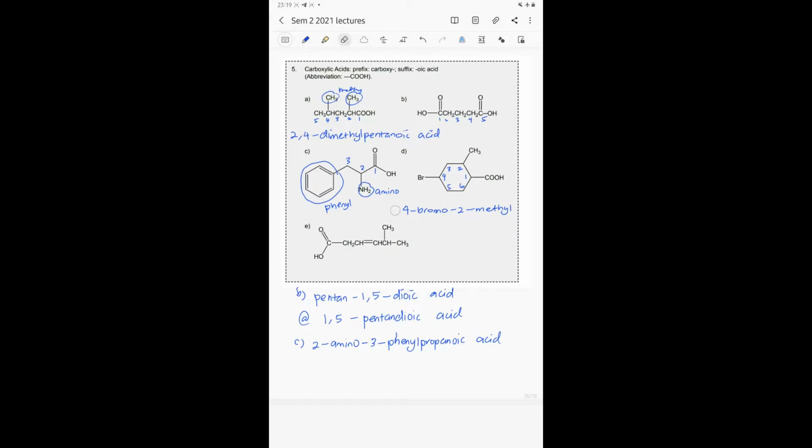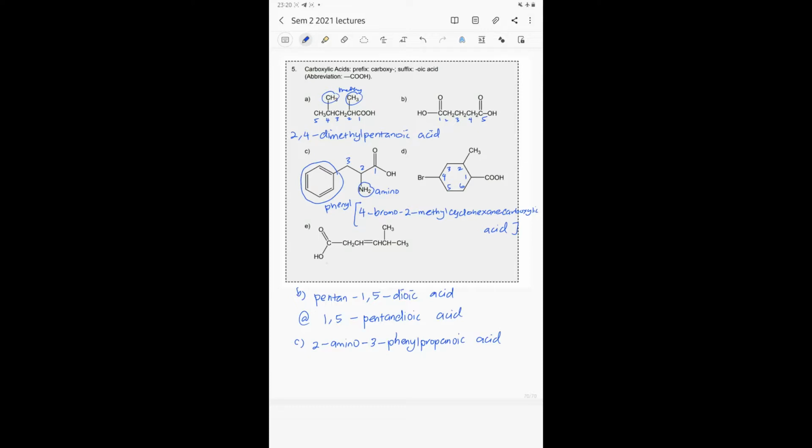Actually, you need more space for the name. I will write it, actually no need to write a bracket for the name. 4-bromo, 2-methyl, cyclohexane carboxylic acid. That's the name: 4-bromo-2-methylcyclohexane carboxylic acid. Okay, cyclohexane and carboxylic acid, no space.